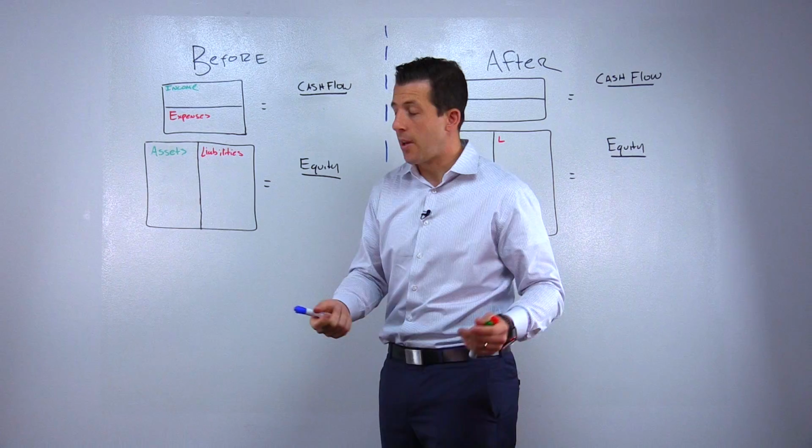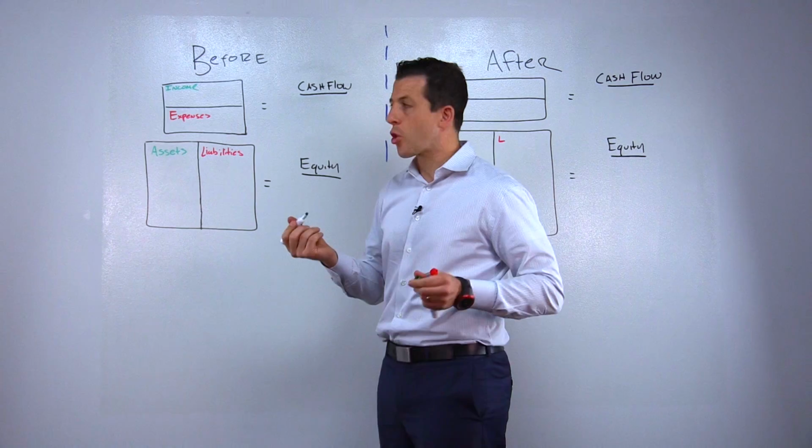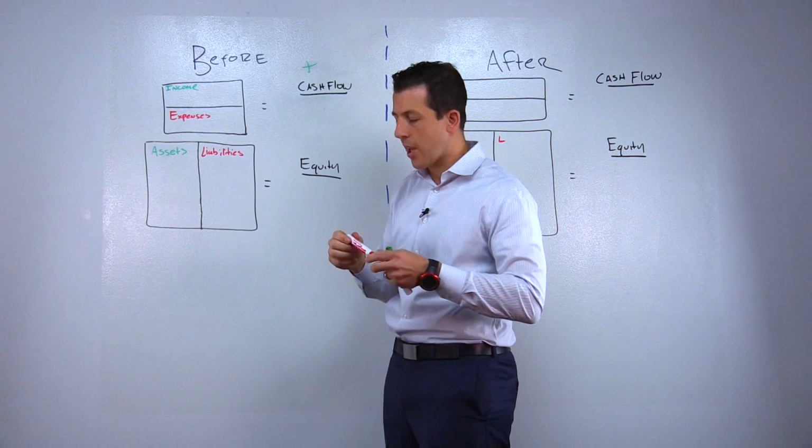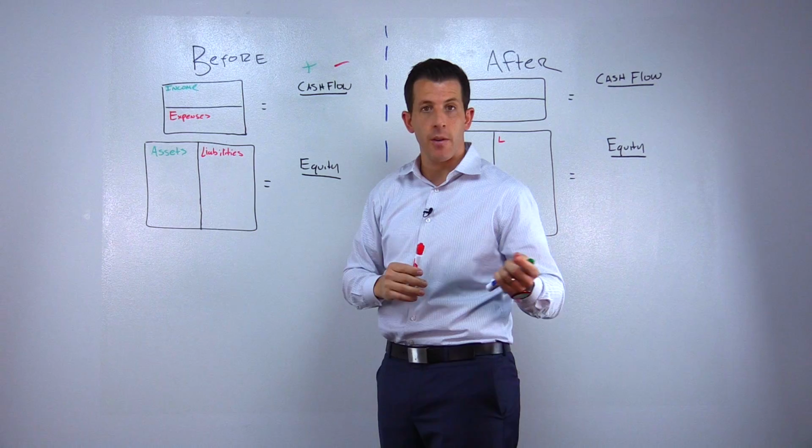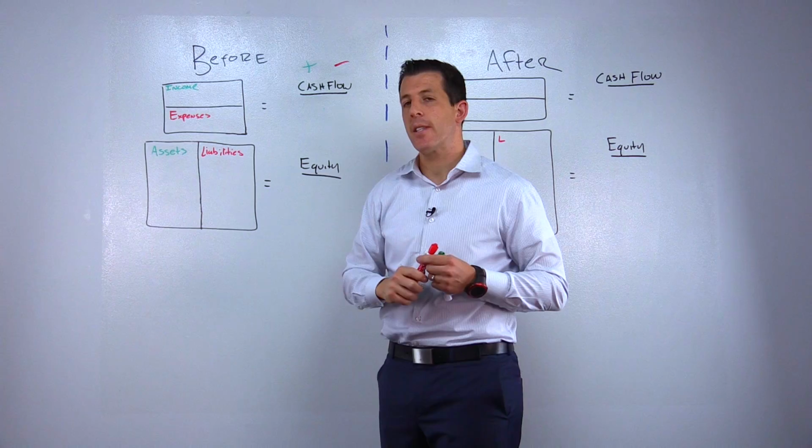So what we're going to do is use green to represent the positive as far as cash flow is concerned. And we're going to use, as you can guess, red to represent the negative. So if you are positive or negative on a monthly or an annual basis. Okay, so positive is, again, more income than expenses. Negative is more expenses than income.